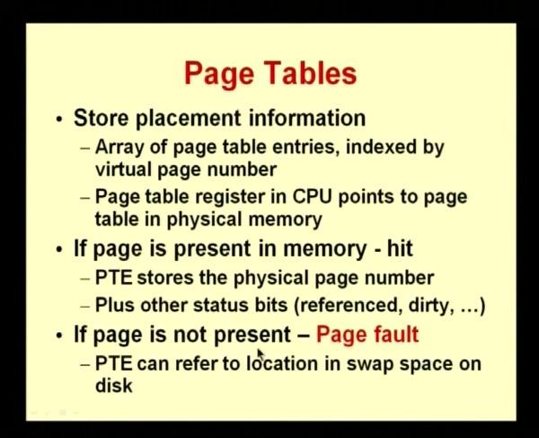If the page is not present, then we say that we have a page miss, or what is also called a page fault. If I have a page fault, then I need to refer to a location in swap space on the disk, and I need to go and get it from the hard disk. That is what we need to do. The page table entry now needs to tell me where in the hard disk it is located, and I need to get it from the hard disk.